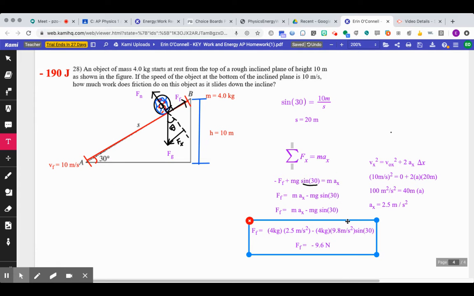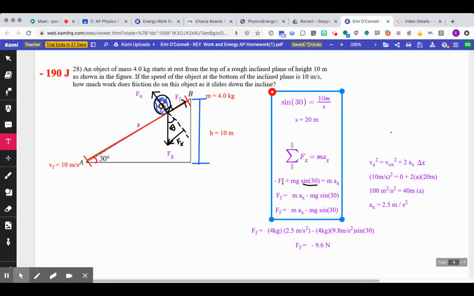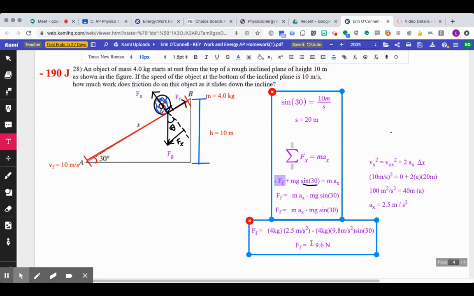And when I did that, I got negative 9.6 newtons. So the work should be negative because the force takes energy from the system. But technically, we said that force of friction was negative because it opposes the acceleration. So when we solve for the force of friction, we shouldn't get a negative value. So what that means is that there's an algebra mistake. So what we have to do is go back and double check.